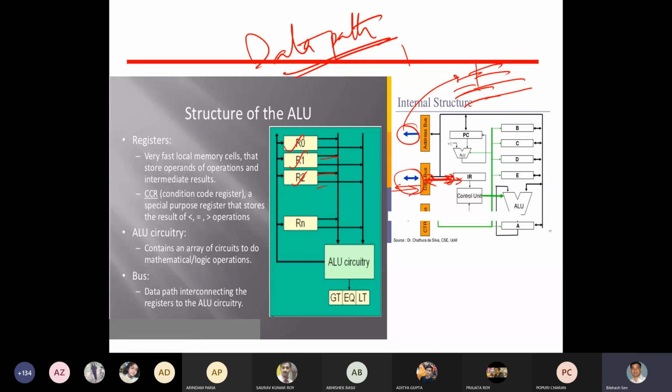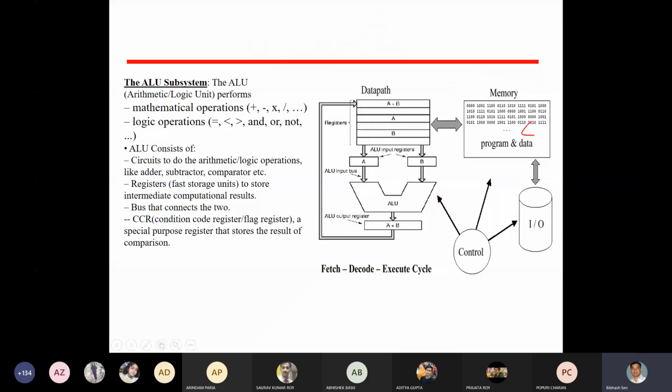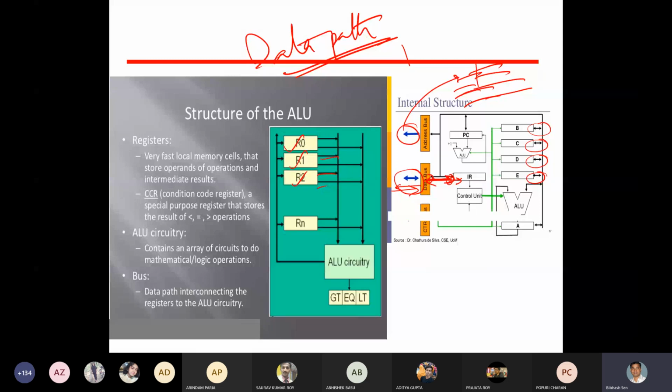So be careful with all the signs I am using. All the data in register connections are bidirectional, meaning it can be loaded to the register, it can be fetched, it can be stored. Is this point clear?